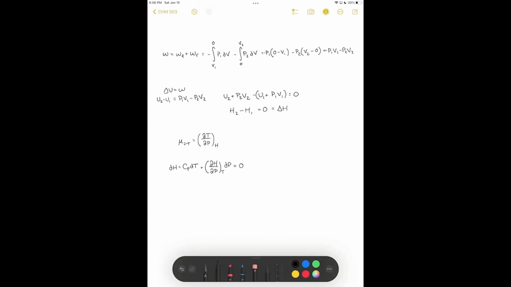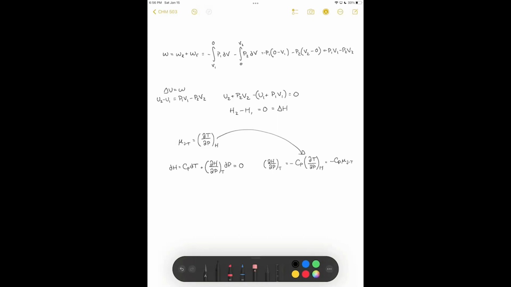In this case, we can rearrange this, and we will find that the partial derivative of enthalpy with respect to pressure at constant temperature is equal to negative Cp times the partial derivative of temperature with respect to pressure at constant enthalpy. And that's just what we've defined as the Joule-Thomson coefficient. So it's equal to negative Cp times the Joule-Thomson coefficient, which is something that's measured experimentally, and we can go ahead and look up.